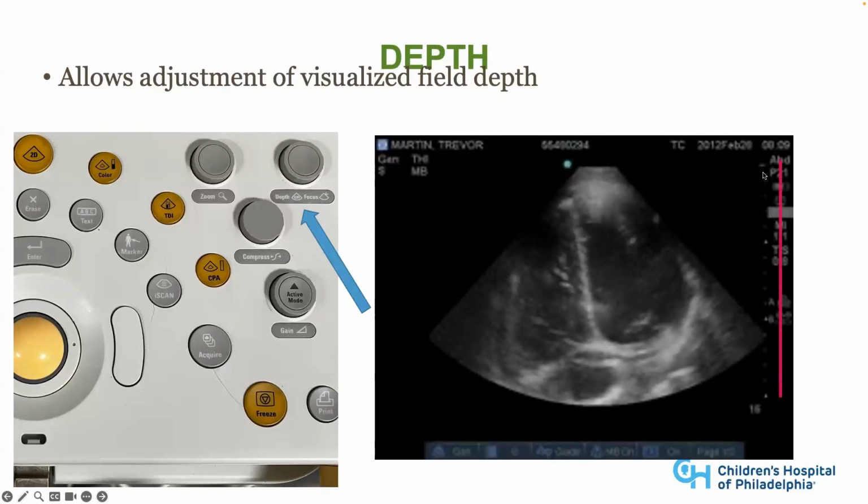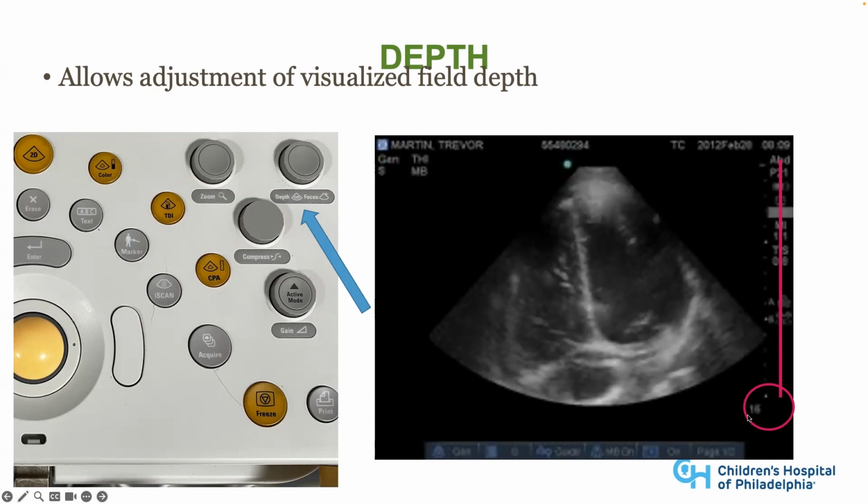All machines will have indicators of how deep you are. So you can see these little dots here. At the bottom it says 16, and that indicates how deep your entire image is. So the bottom of this image is 16 centimeters deep. And each of these are equally distant.